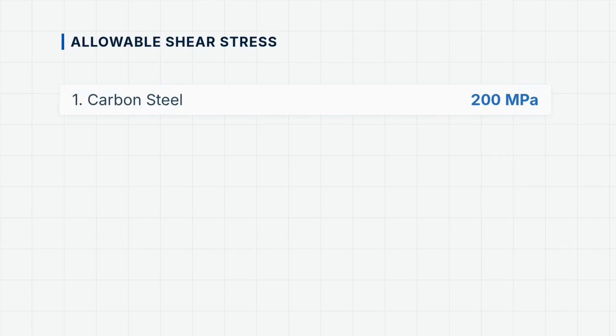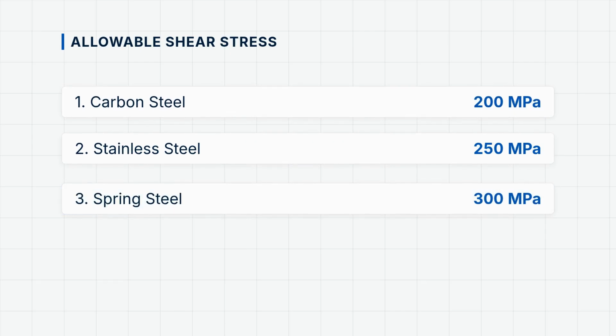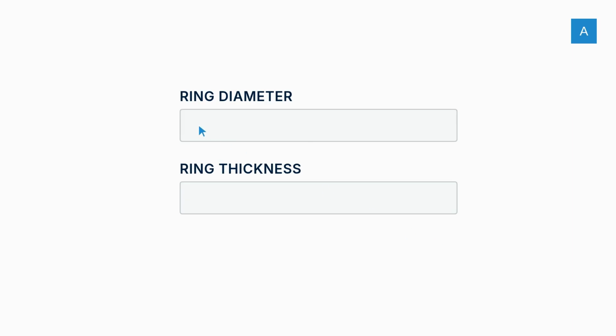You can choose carbon steel with an allowable shear stress of 200 megapascals, stainless steel at 250 megapascals, or spring steel at 300 megapascals. For this demonstration, I'll use carbon steel. Next, enter the ring diameter in millimeters, then input the ring thickness in millimeters.